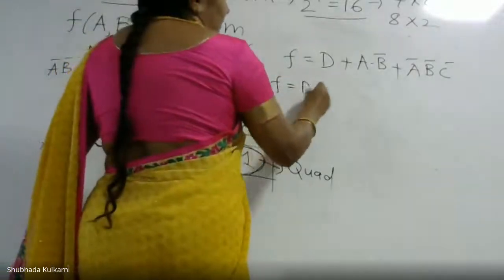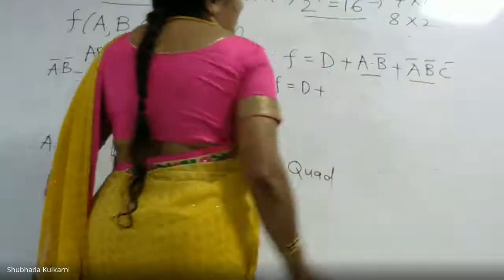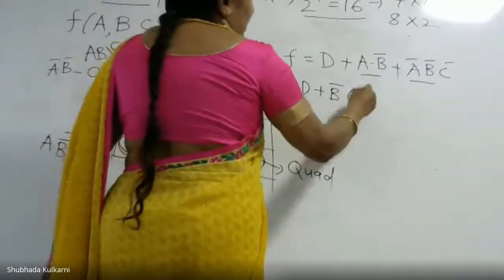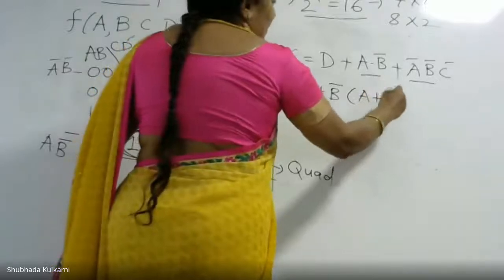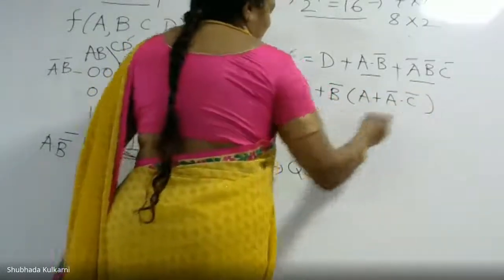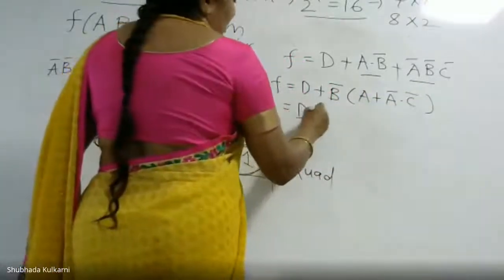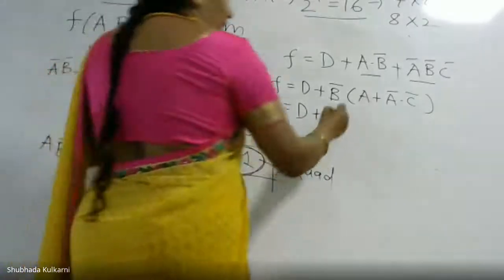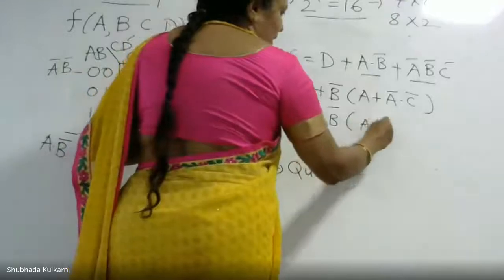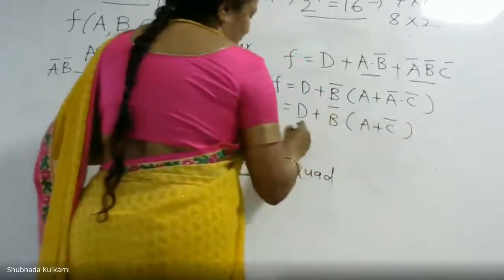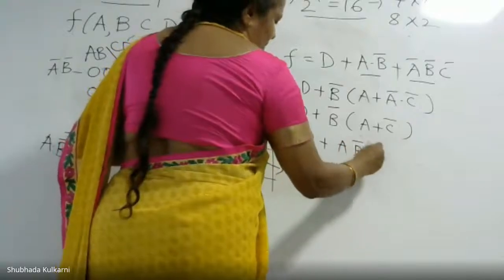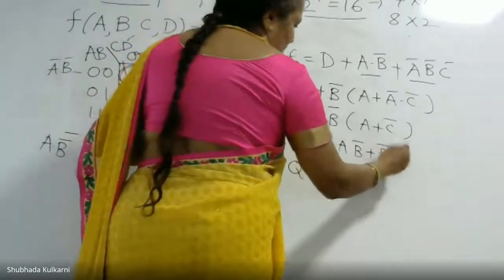What is common in this and this? B bar is common. In bracket A plus A bar dot C bar. In Boolean algebra, we know A plus A bar B is A plus B. According to that, this is A plus C bar. And if we simplify further, this is A B bar plus B bar C bar.